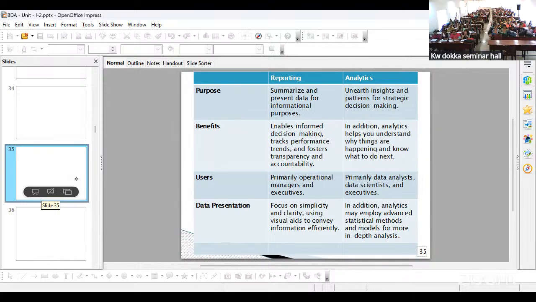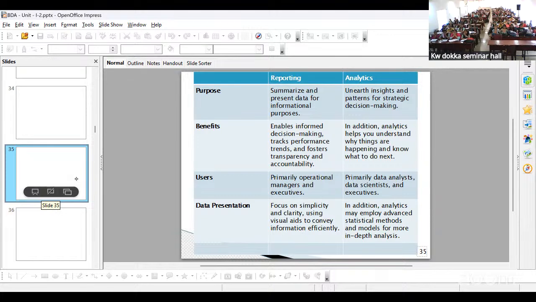What is before analytics? Reporting versus analysis or analytics, right? Analytics is nothing but unearthing insights. You are going to check the insight, these internal information, right? And patterns for making some decision. Okay, now next, what are the benefits of reporting?